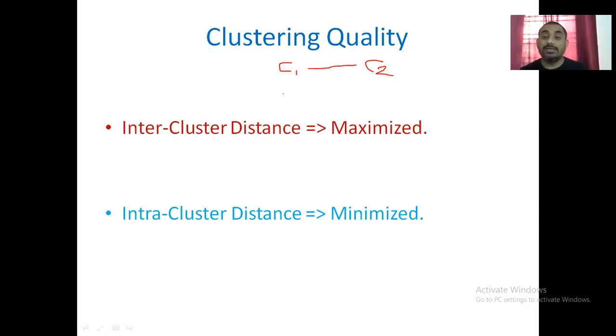Intra-cluster distance means here in C1, when we compute the distance between the objects, it is necessary that this distance is minimum. The more we minimize the distance, the better the cluster. So these two parameters: inter-cluster distance is maximized and intra-cluster distance is minimized.